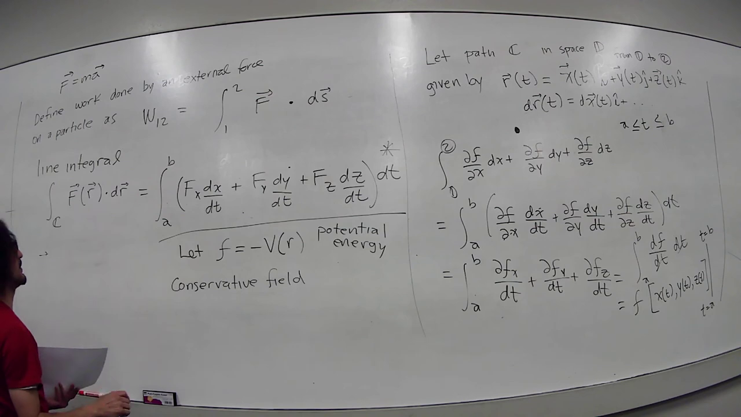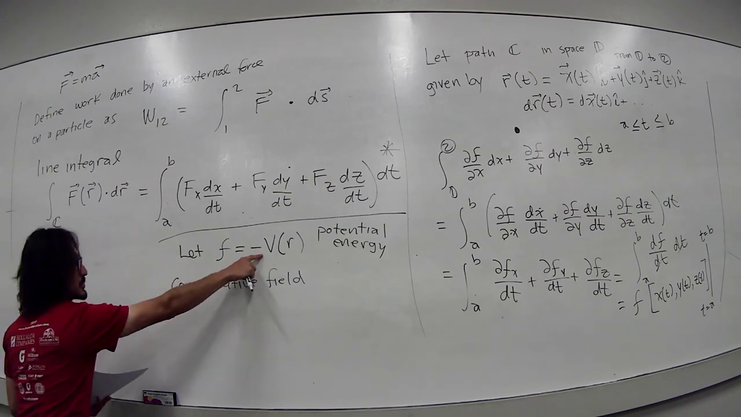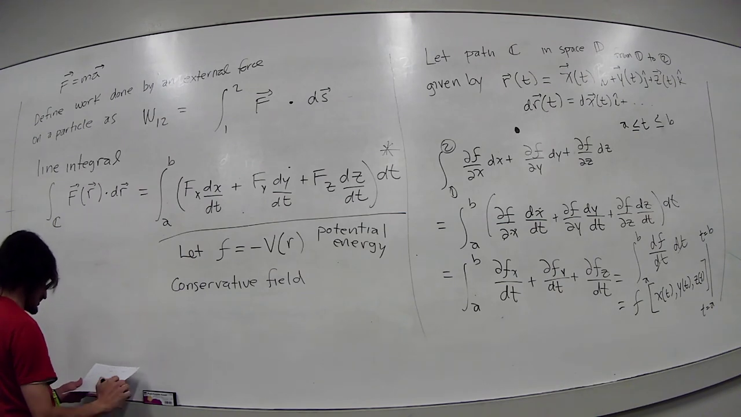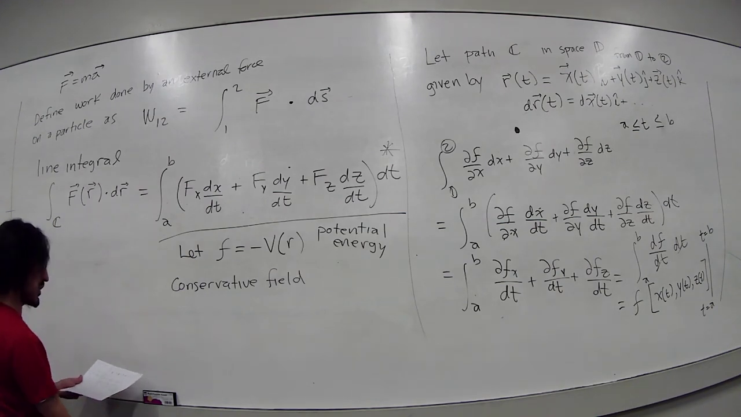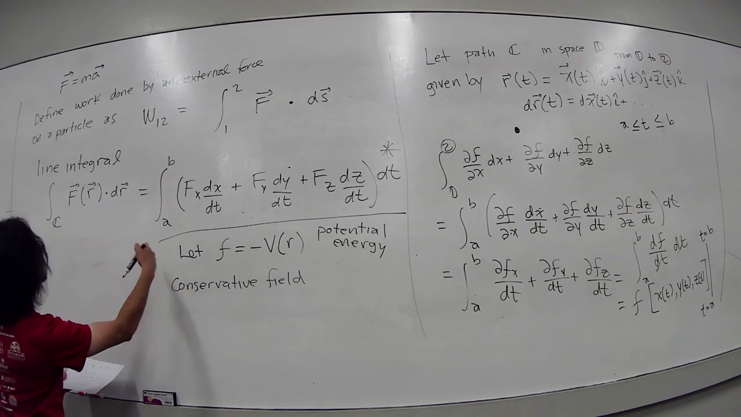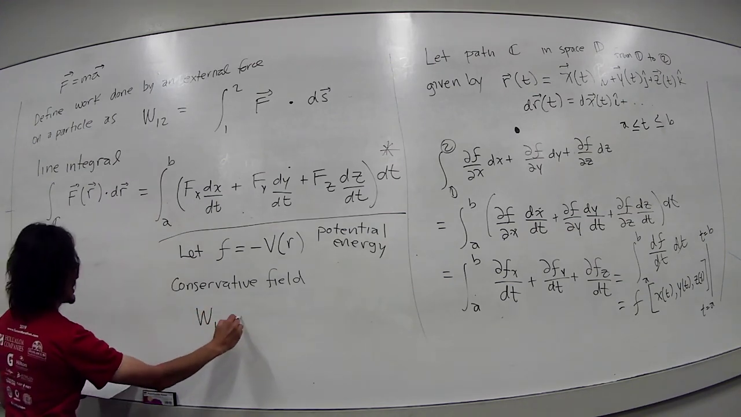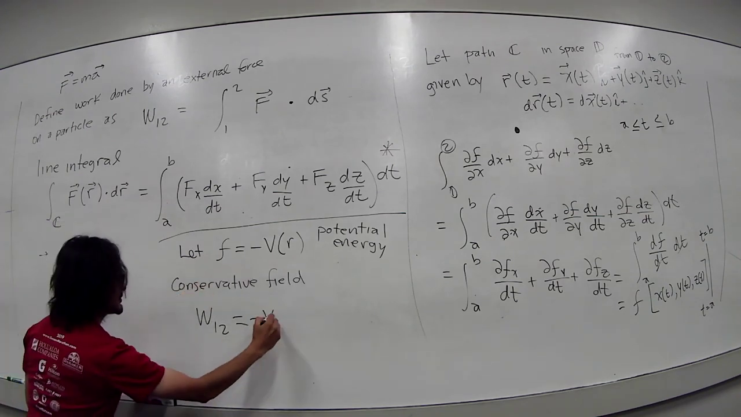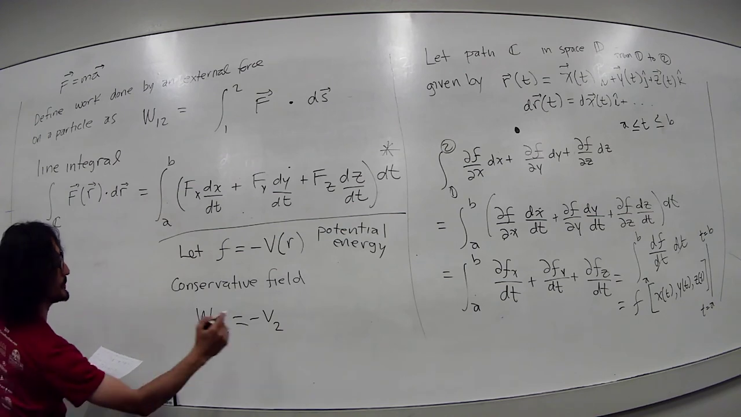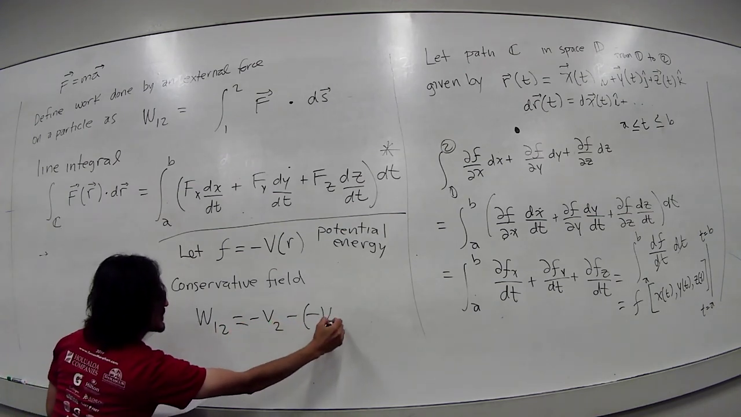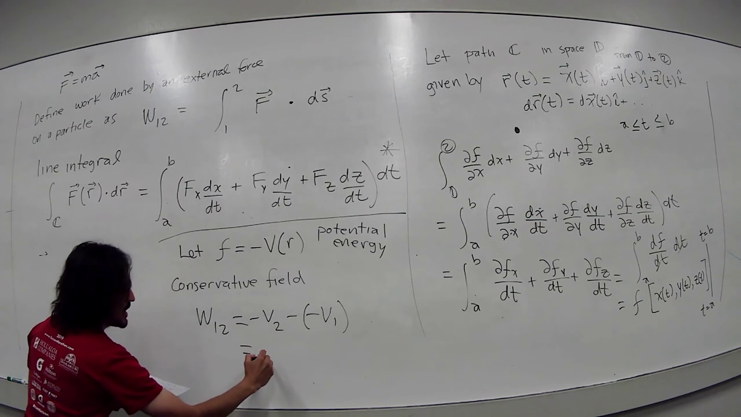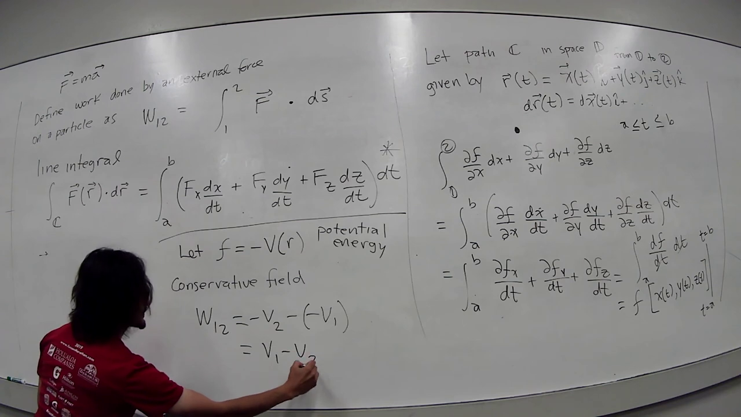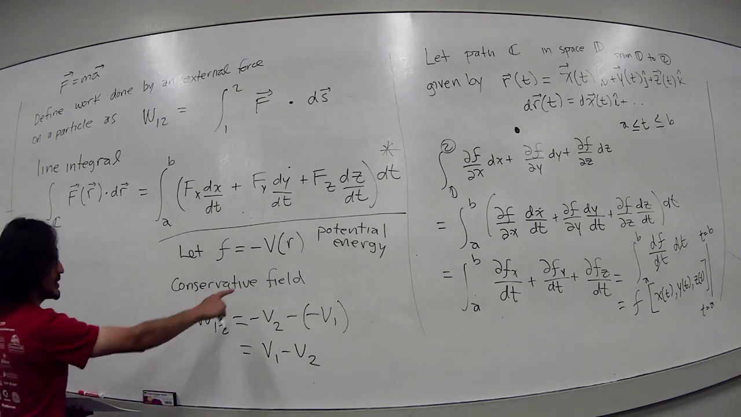So the change in potential is independent of the path. Then we have W_12 equals, you have the negative in here, so minus V2 minus V1. So this is V1 minus V2. Potential.